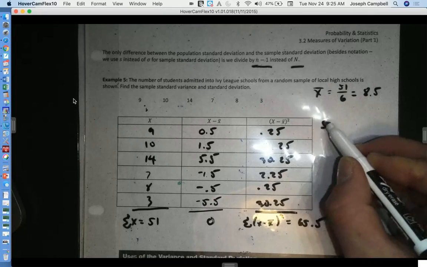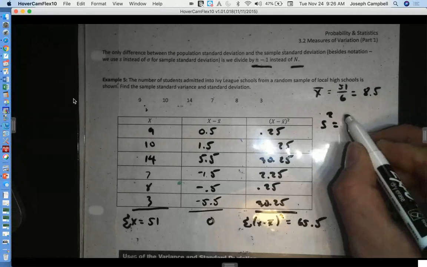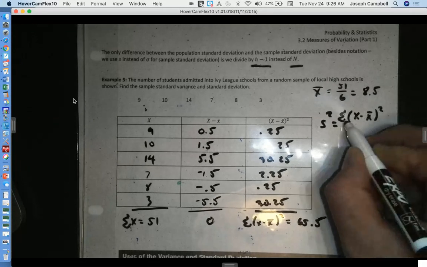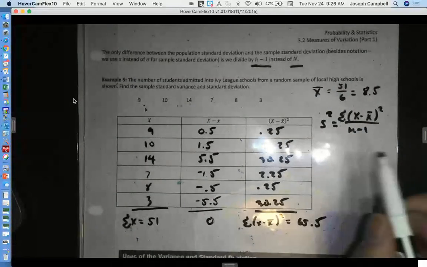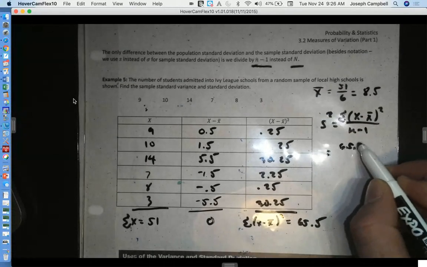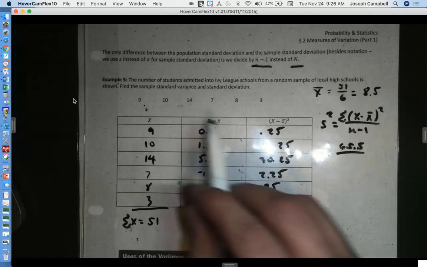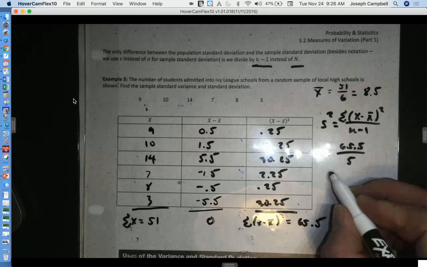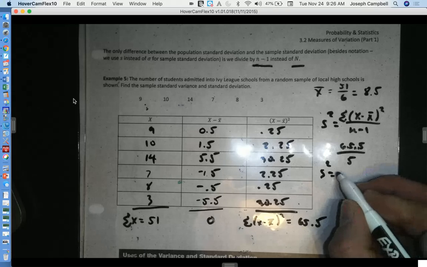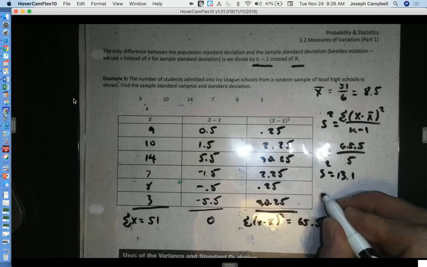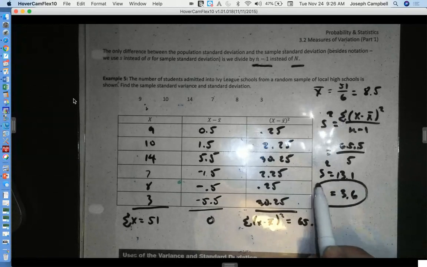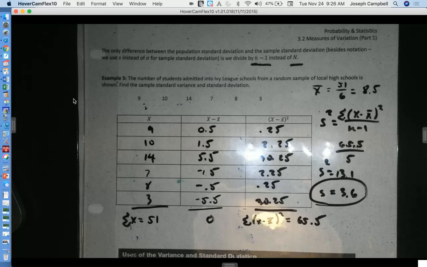Okay, so s squared, not sigma squared, right, is going to equal the sum of the difference of the squares over n minus 1. Remember, that's the big difference, right? So that's 65.5 divided by n here is 6, so 6 minus 1, which is 5. So s squared turns out to be 13.1, and so square root that, and s is 3.6. Standard deviation is 3.6. So on average, these data values will differ from the mean by 3.6.